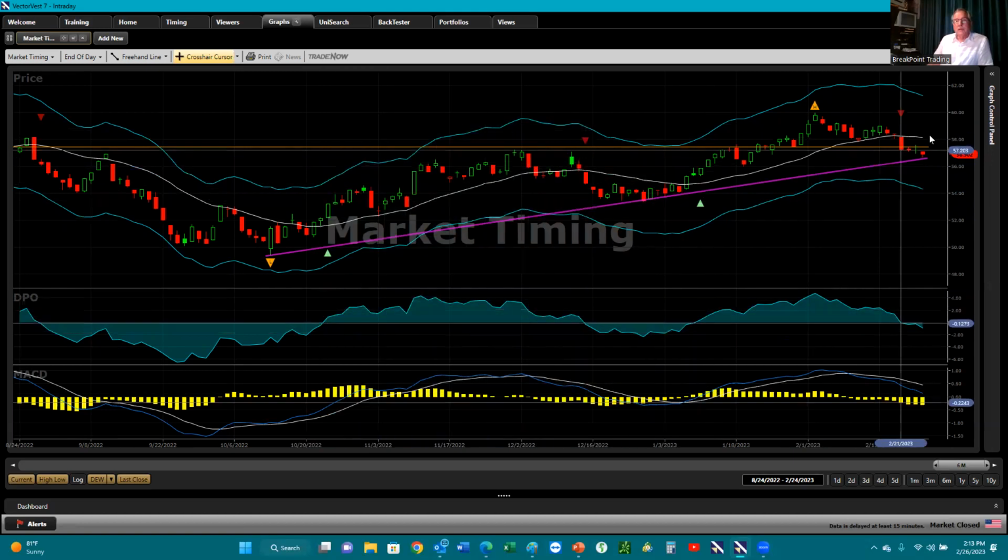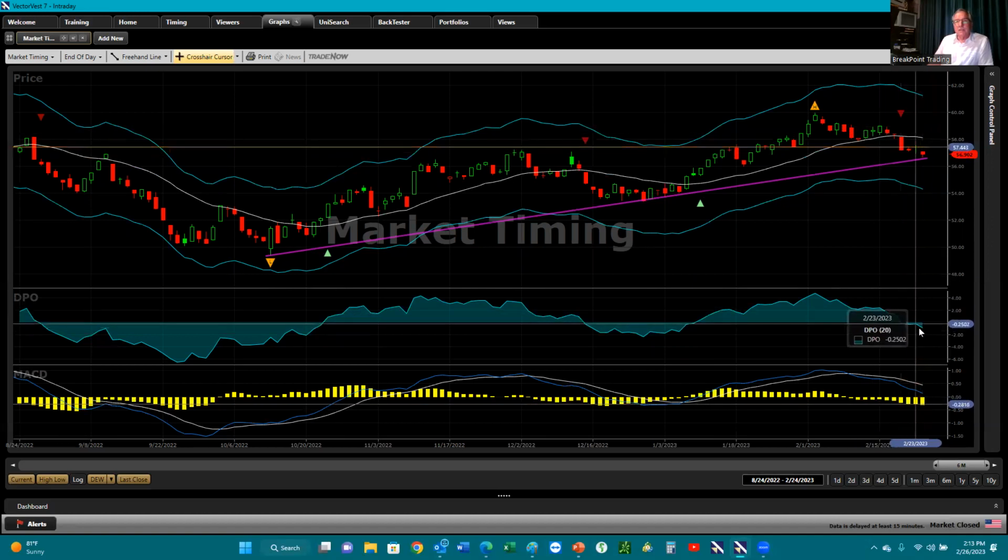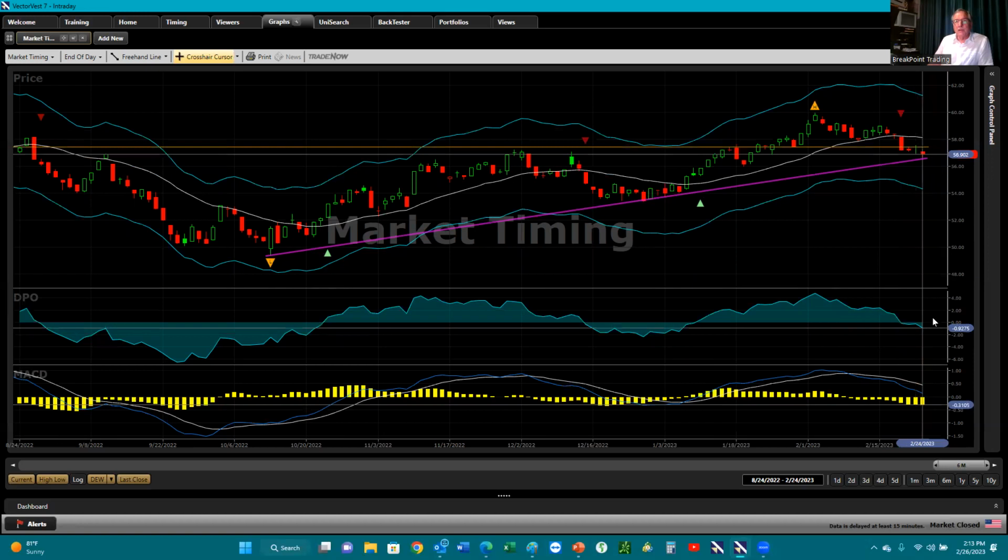So we got a sell signal on this right here on Tuesday. For this to turn back to a buy signal, we need this one here, and it's not too far away, but it's moving down. We need this one here to go back above 0, and we need this one to go back above the 30-day weighted moving average.